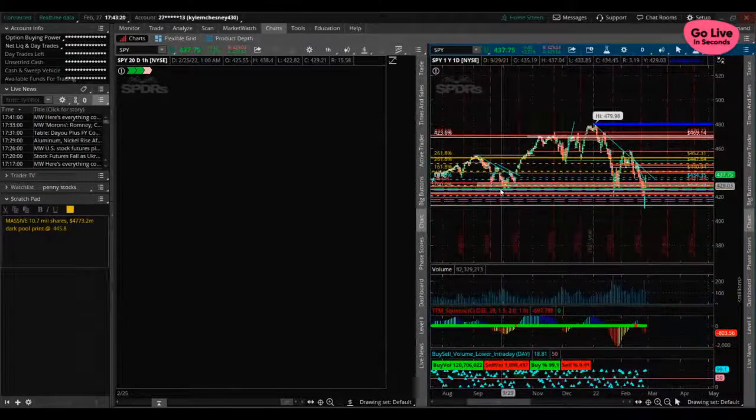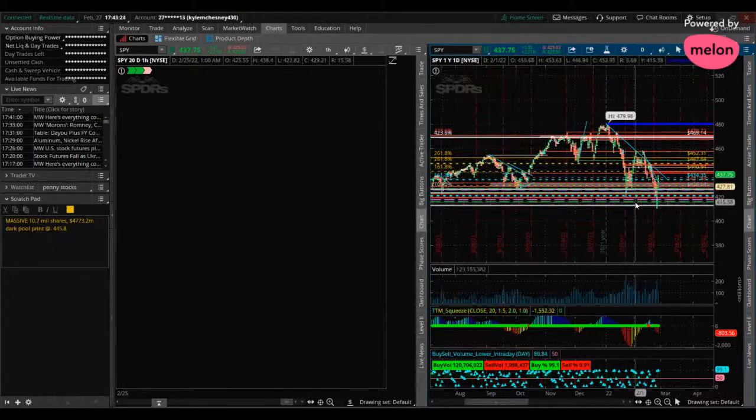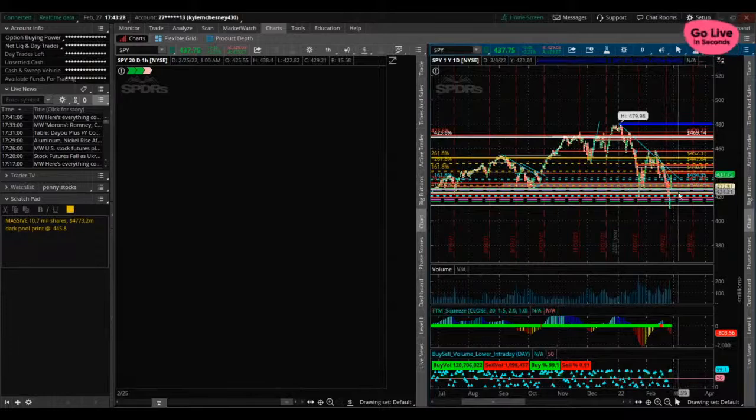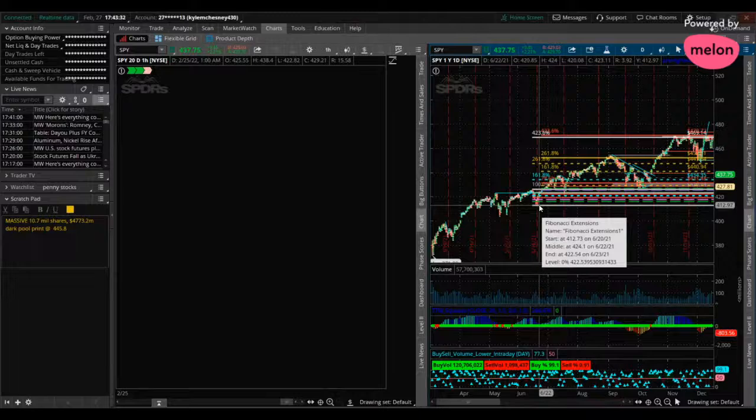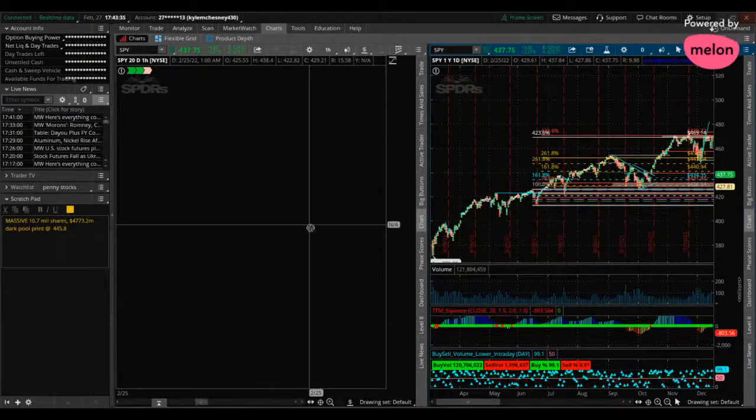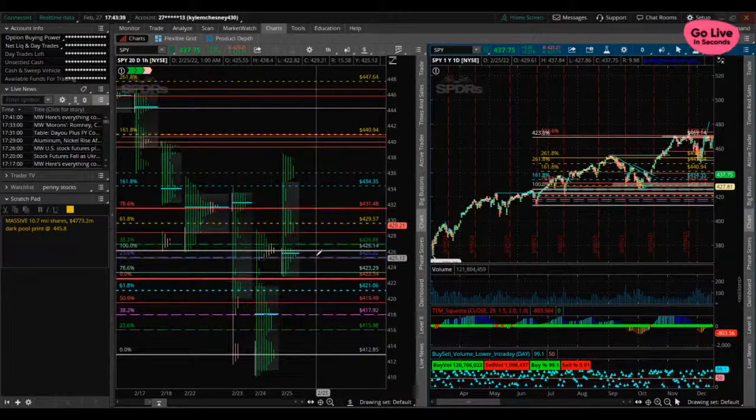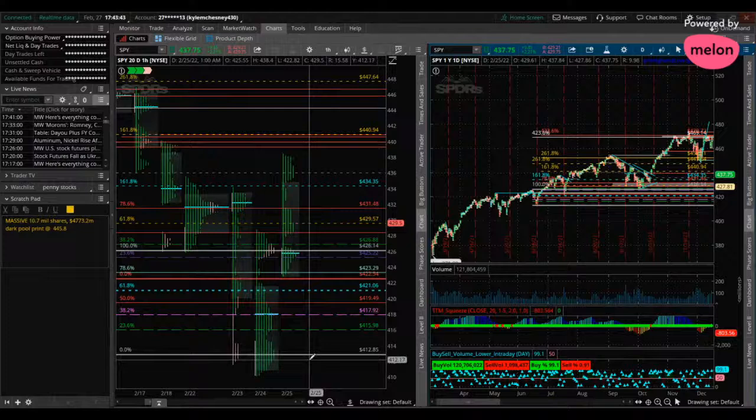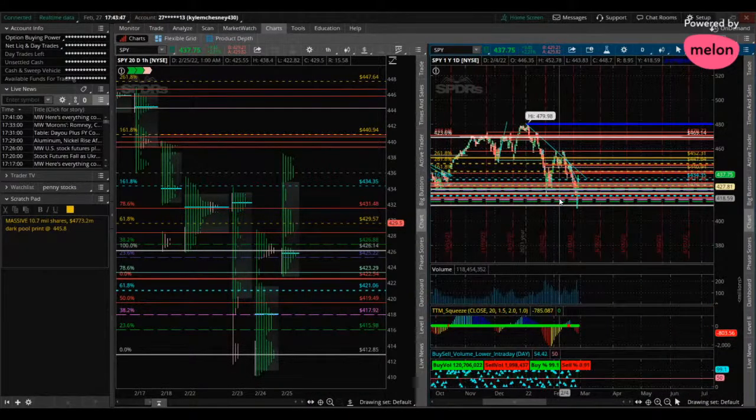Because if we look here, we broke this massive dump that occurred. We retested that level, we broke that level, now we're down here. Now we're going to break down below that. We're going to go back down to around here. And if we go back down to 415, that's when it starts to get scary. If we get back below 415 here, that's when it starts to get scary, when we can see anywhere between 412 to 410. So we have to really be careful with that.